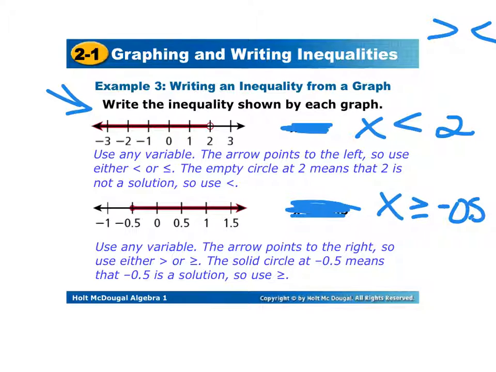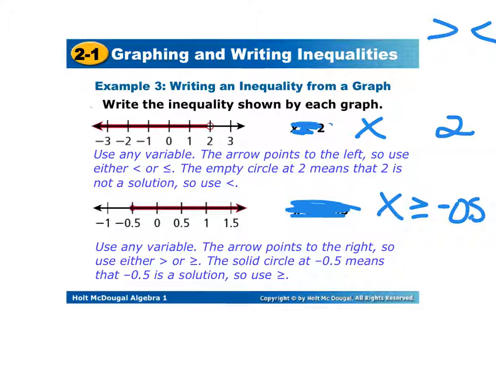So the number in the inequality is always where the circle is. And you can pick whatever letter you want. Yes? I understand how you can determine the sign based off the arrow. Okay, so think of whichever direction. So let me erase this thing. So you okay with just putting the X in the number where the circle is?